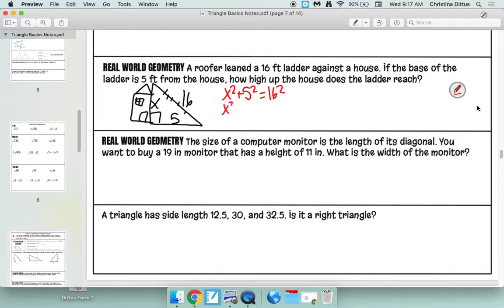Perfect. 5 squared, 25, 16 squared, 256. Subtract your 25. We get 231. And last thing to get x, we gotta square root. So punch in, since this is a real world thing, punch in the square root of 231 and give me one decimal spot. 15.2. And then real world, we need labels, so 15.2 feet.